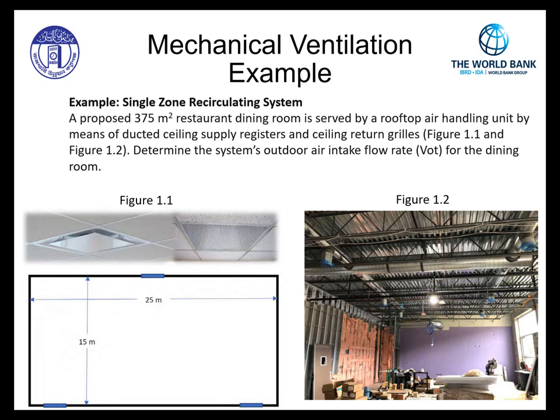As an example, let's consider a new restaurant building is being constructed, and we need to find out by calculation and analysis how much outdoor air is required for mechanical ventilation of a dining room within a restaurant of this new building. Our example will focus on a single zone recirculating system.